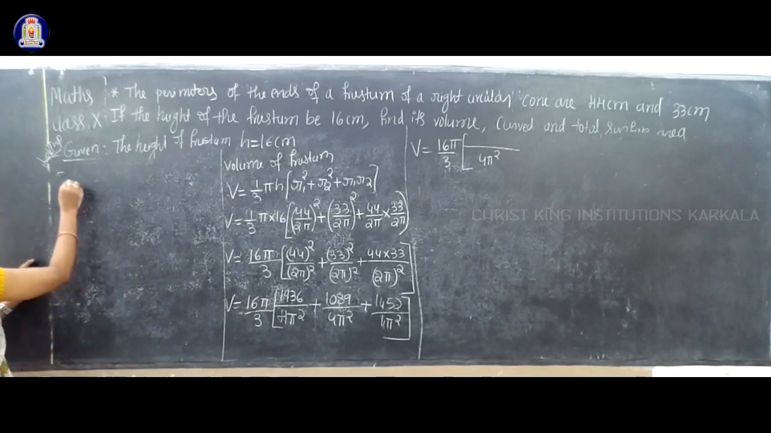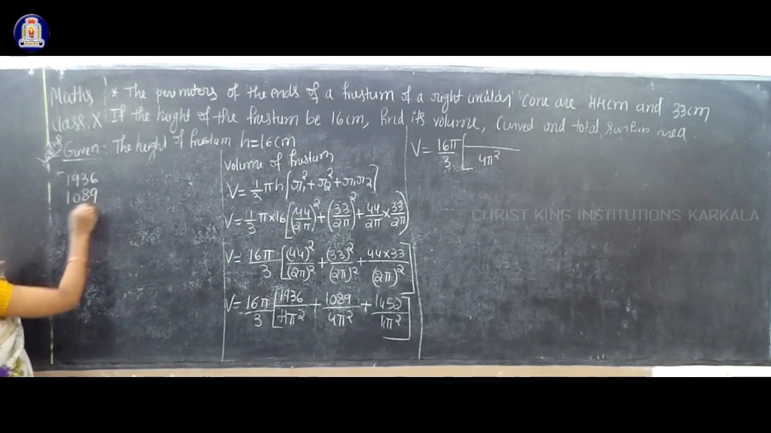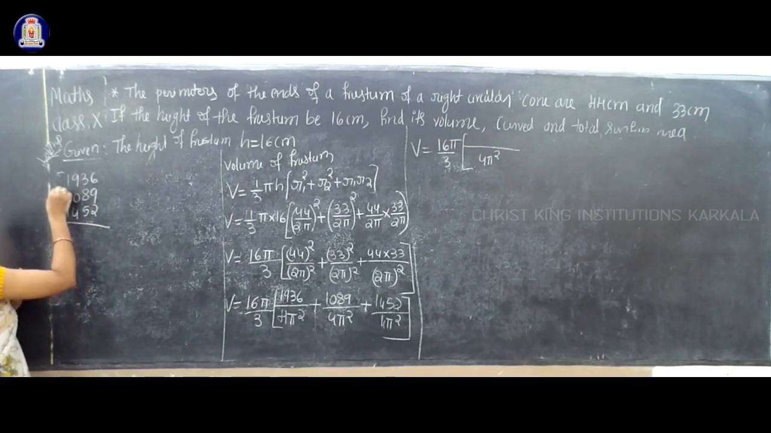So it is 1936, 1936, 1089, 1452. So addition. How much is it?